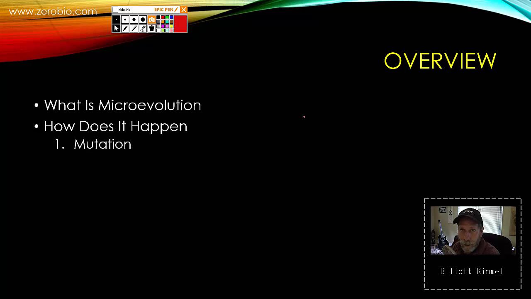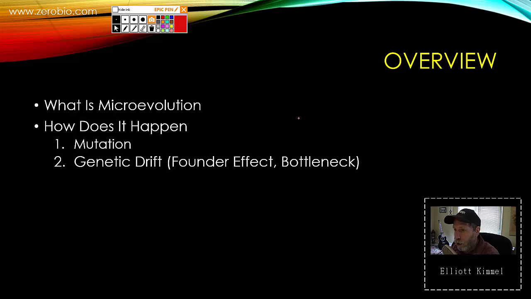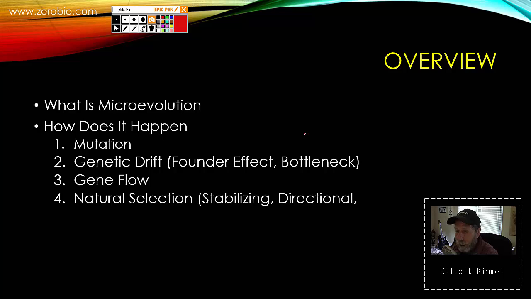There are four main factors that go into creating microevolution. The first one is mutation. We're talking about genetic mutation, and we'll have a look at that. Genetic drift, we'll be looking at two main types of genetic drift, the founder effect and bottleneck. We'll be looking at gene flow, and in particular the actual absence or reduction of gene flow, and then natural selection, and three types of natural selection: stabilizing, directional, and disruptive selection.